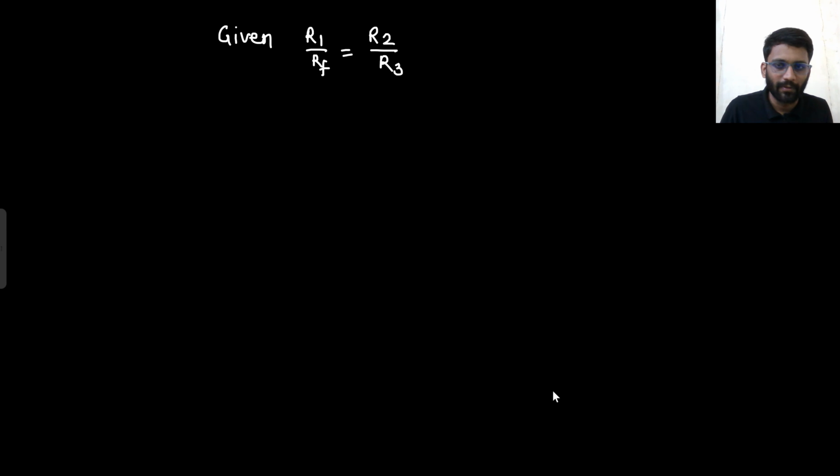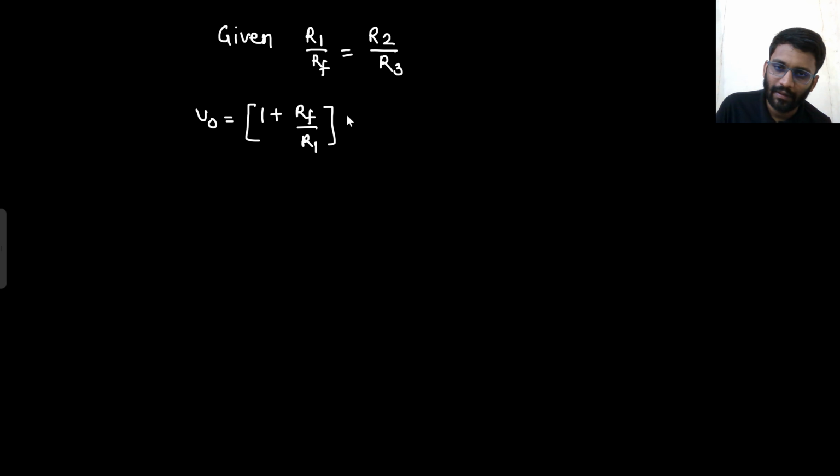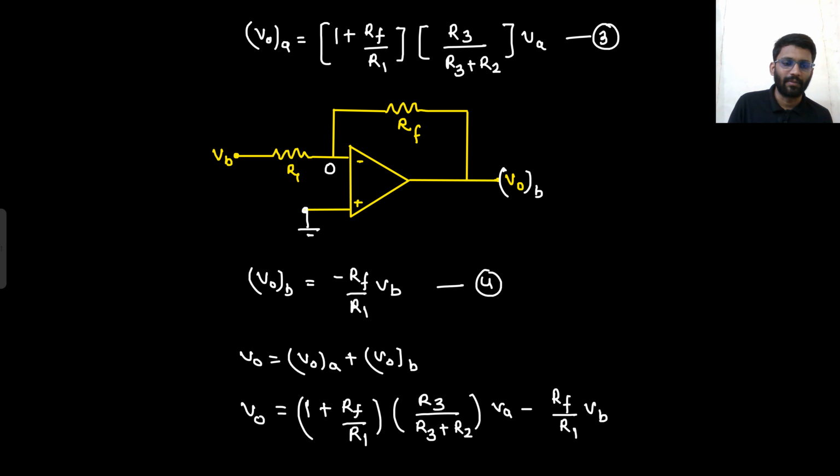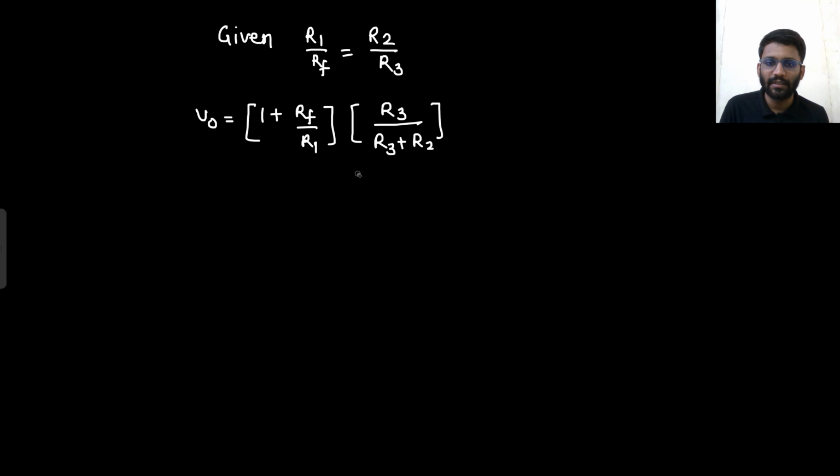So what is the relation I am getting? That is 1 plus RF by R1 into R3 upon R3 plus R2. This is what I was getting. R3 upon R3 plus R2. So what I will do, I will take this R3 downward. So 1 upon 1 by R3, so R3 by R3 would be 1. So it would be 1 plus R2 by R3.